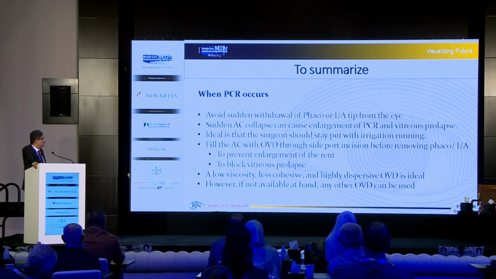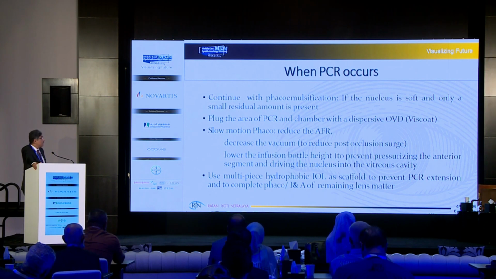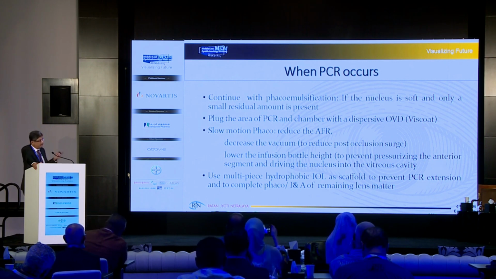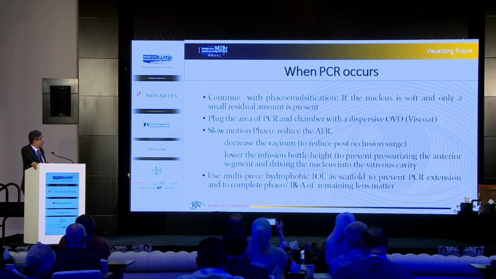A low viscosity, less cohesive, and highly dispersive OVD is ideal to be used. However, if it is not available at hand, then any OVD will work. When the PCR occurs, continue with phacoemulsification if the nucleus is soft and only a small residual amount is present, and make sure the vitreous does not prolapse further. Plug the area of PCR and the chamber with a dispersive OVD.